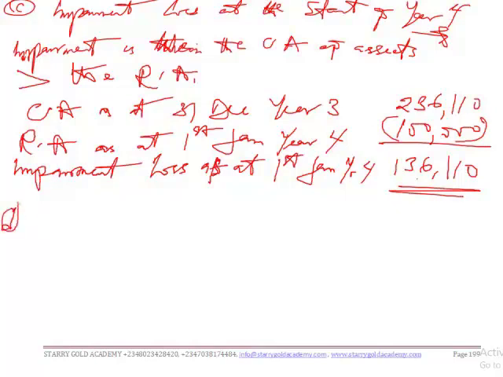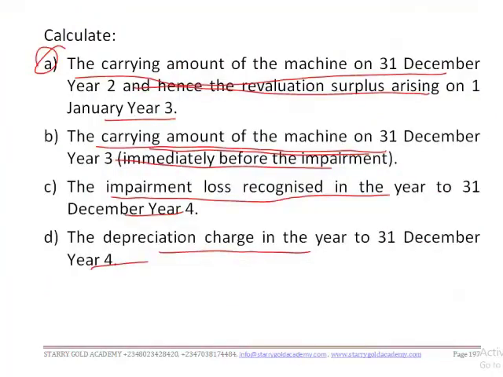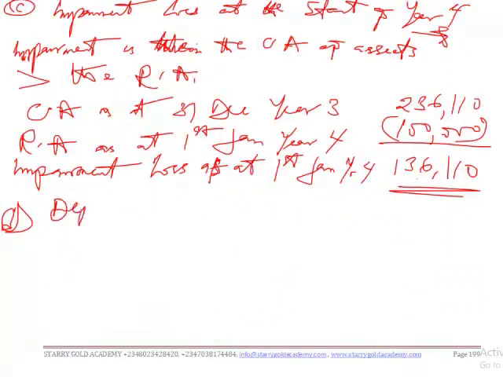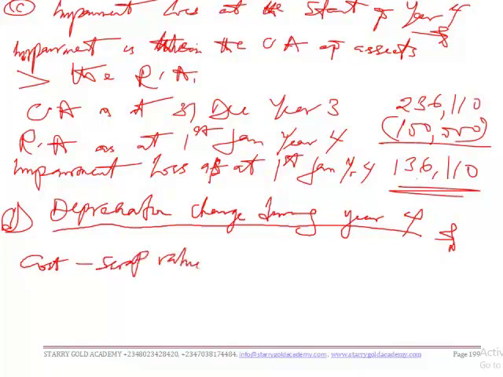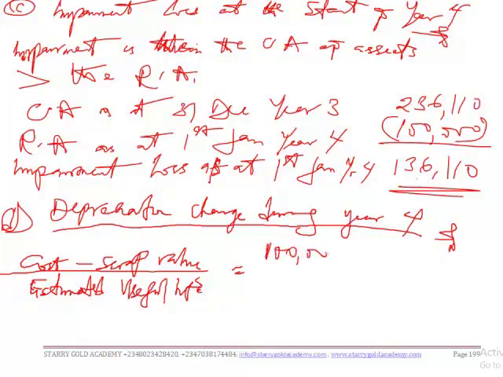And question D is asking us to prepare the depreciation charge in the year to 31st December year 4. We are told that the asset's remaining useful life is 10 years. So we have cost minus scrap value, and we are not told that it has any scrap value, all over the estimated useful life. The carrying amount is now the recoverable amount of 100,000. With the remaining useful life of 10 years, we have 10,000 as the new depreciation. Are we together?